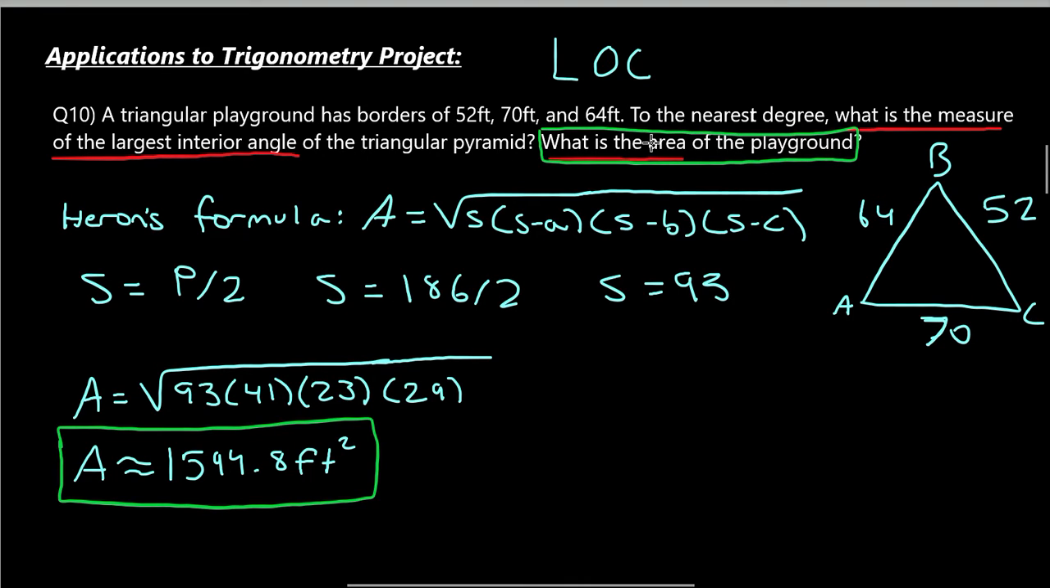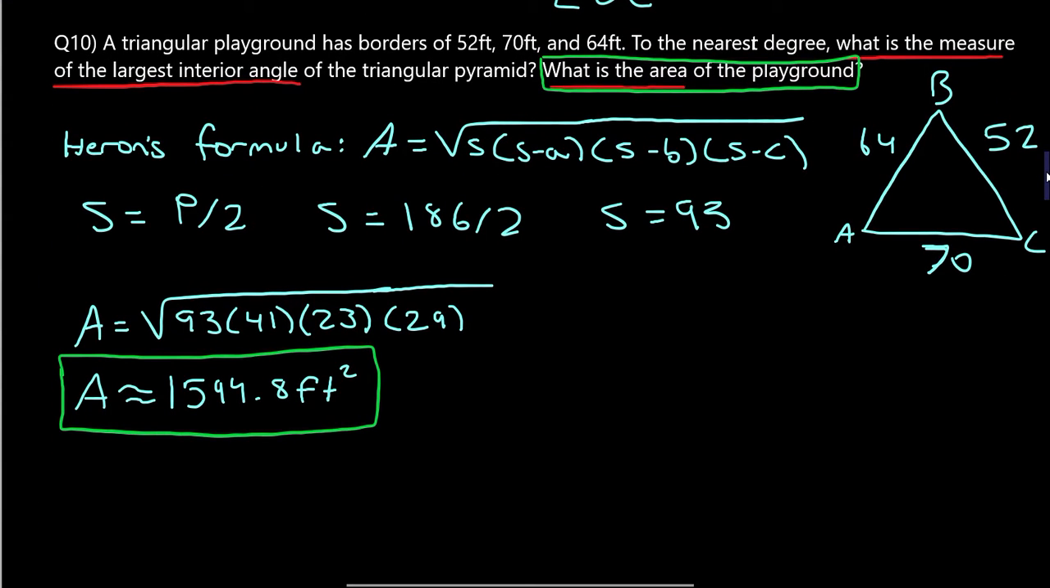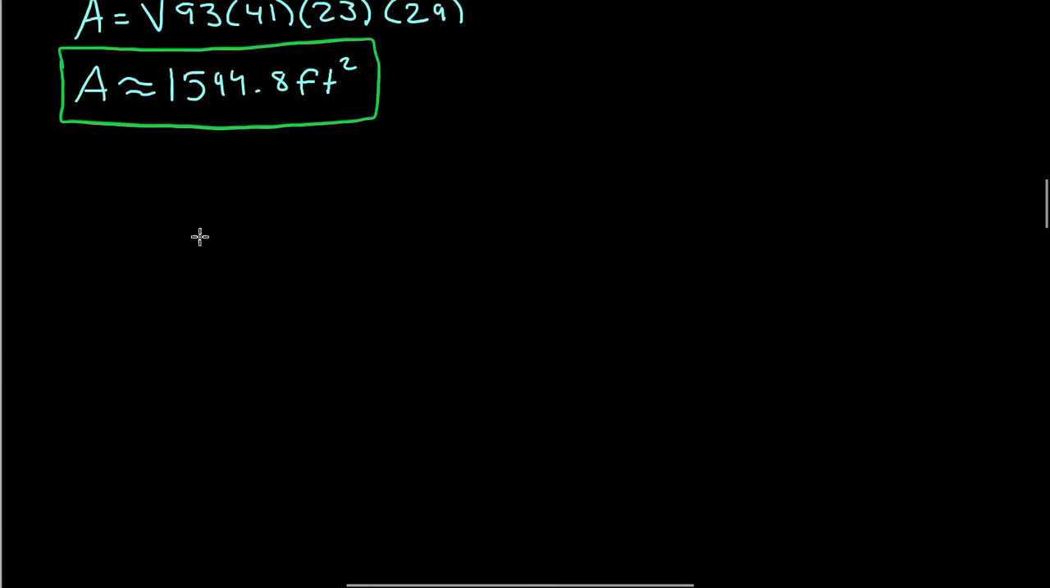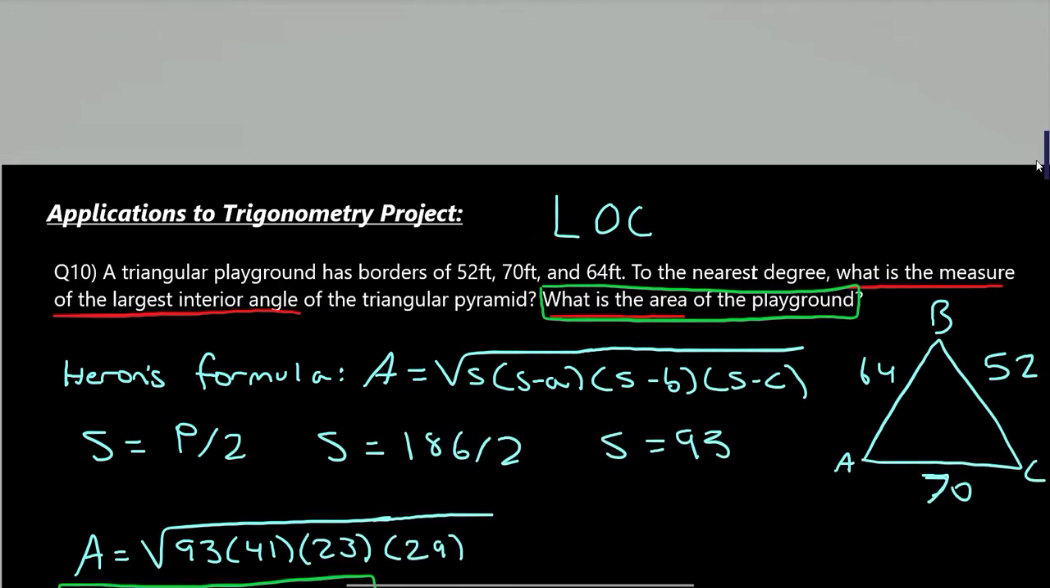So now we have to find the measure of the largest interior angle. Using the law of cosines, first we have to find the angle measures of 2 out of 3 so we can find the third one. So let's draw our triangle. Let's make this into a different color, a more purple color.